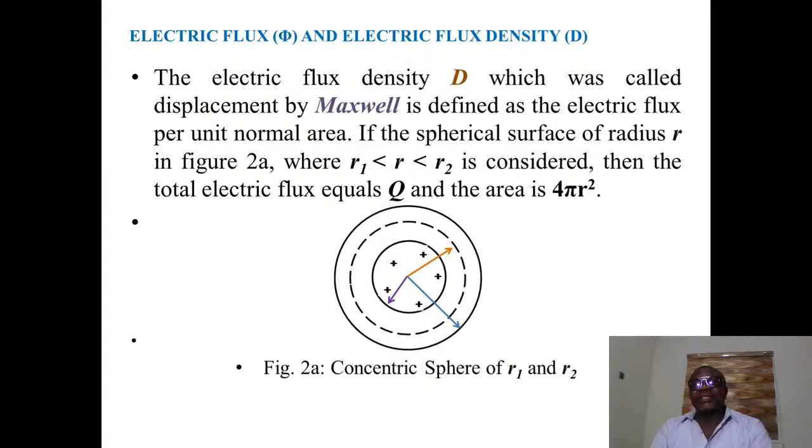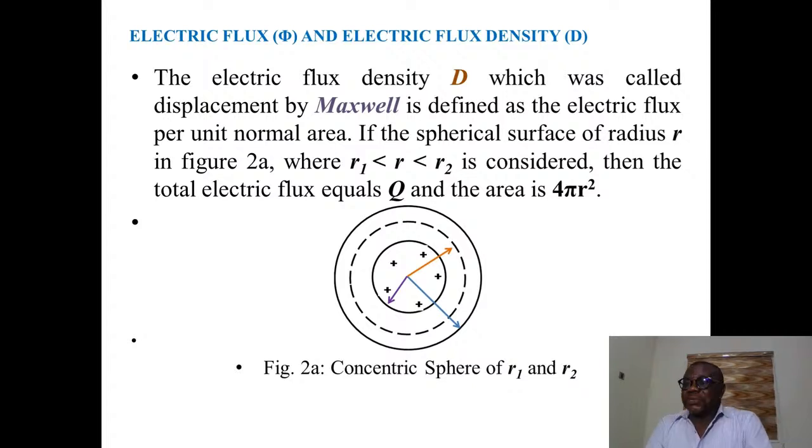So we say the electric flux density D, which was called displacement by Maxwell, is defined as the electric flux per unit normal area. If the spherical surface of radius R, as shown in Fig 2a, where R lies between R1 and R2, is considered, then the total flux equals Q and the area is equal to 4 pi r squared. So if you look at that Fig 2a, you are seeing concentric spheres in which the inner one has radius R1, the outer one has radius R2, but we are considering an arbitrary R between R1 and R2.